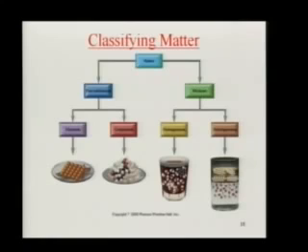Before we get into those particles, let's check our classification scheme so far for matter. We've got pure substances and mixtures. Pure substances means they don't have anything else mixed in with them. We can break down pure substances even further into elements and compounds.